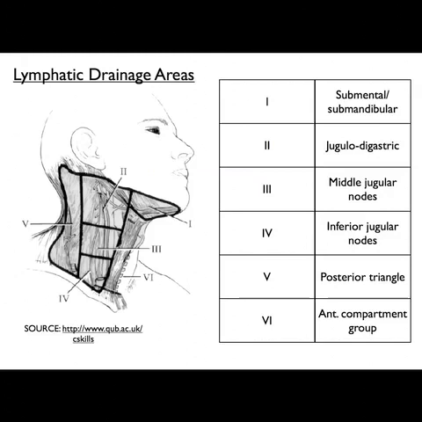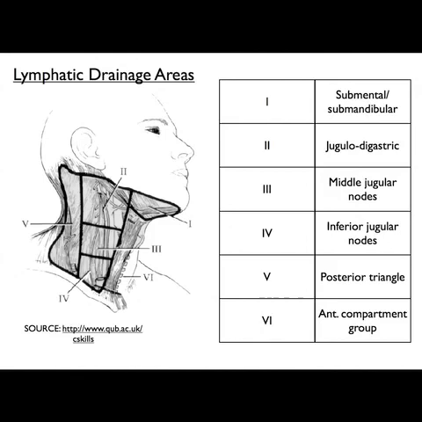In terms of the lymphatic drainage areas, there are a number to be aware of, and they're marked clearly on this diagram. As we said, two important parts of the anterior triangle are the submental and submandibular regions, and these are shown here. Two is jugulo-digastric. This is very commonly involved in episodes of tonsillitis, and is probably the most common cause of a swollen gland in the neck. Three is the middle jugular nodes.